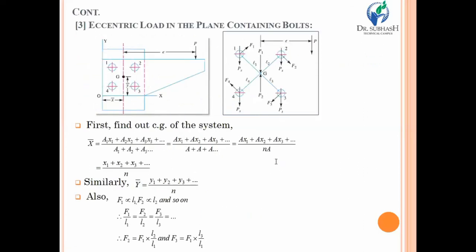Now, the third type of condition that we are coming across is eccentric load acting in the plane containing the bolt. That means, suppose there is a bracket fixed on a vertical floor, and load is applied perpendicular, but it is in the same plane as that of the fixed bracket. It will be known as a plane eccentric load in the plane containing the bolt. That means whatever load acts in a plane is parallel to the plane in which the bolts are mounted. This is the simple explanation of this condition.